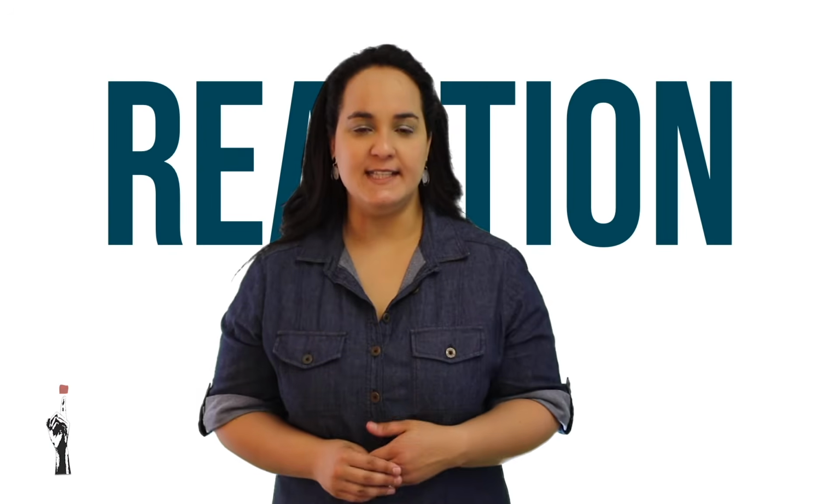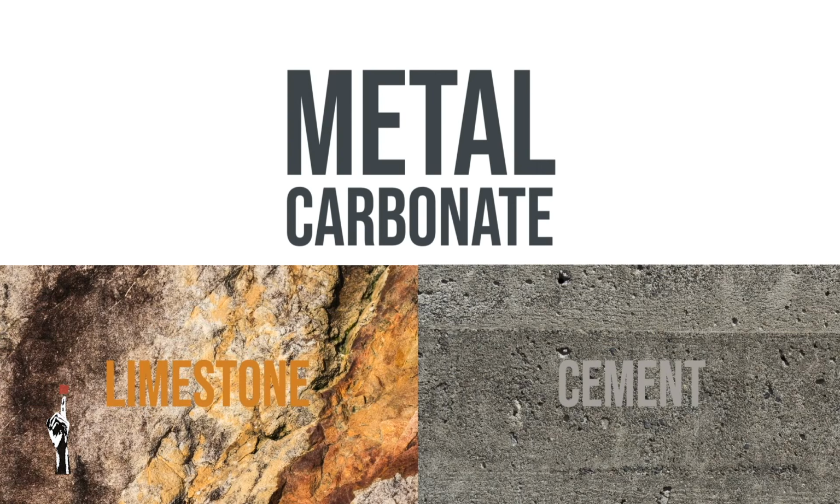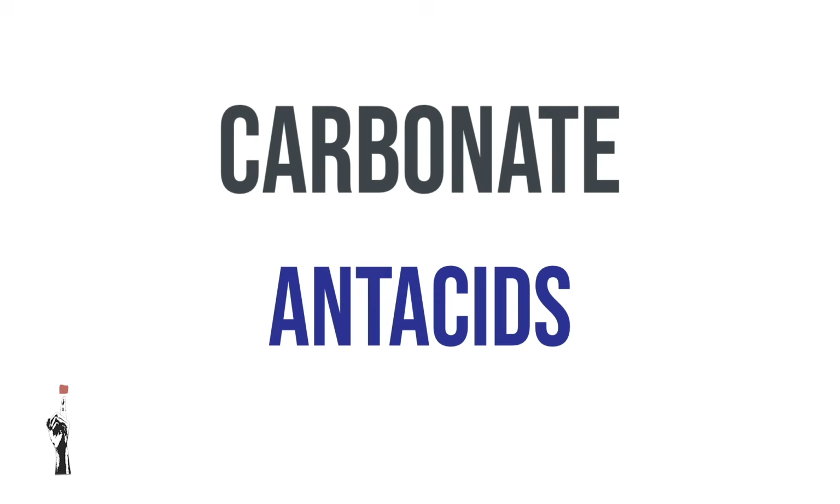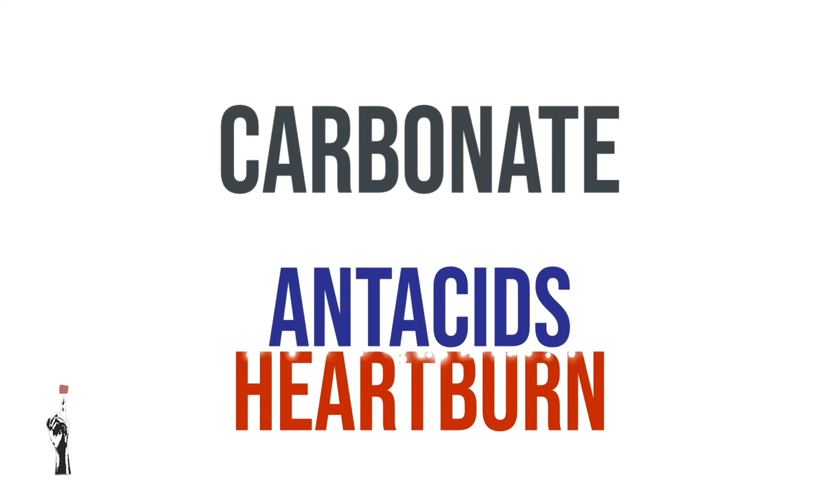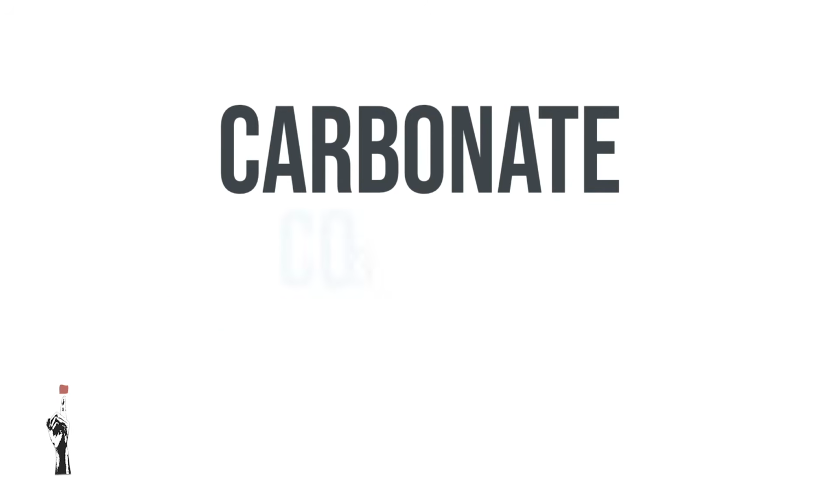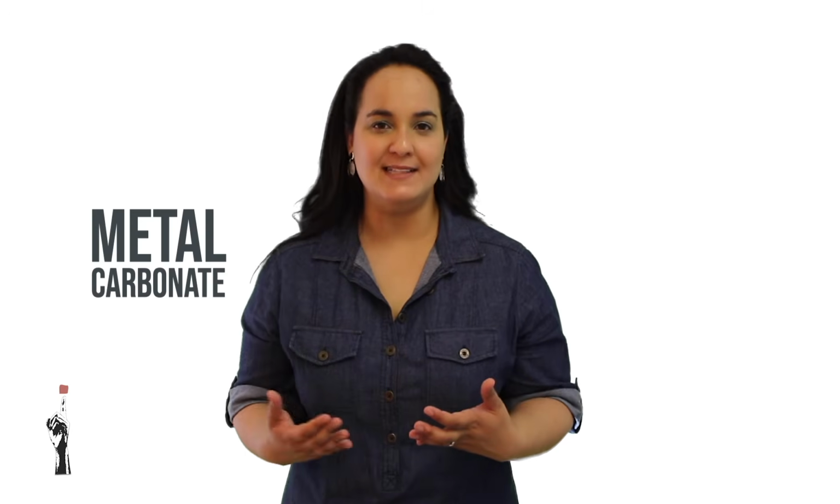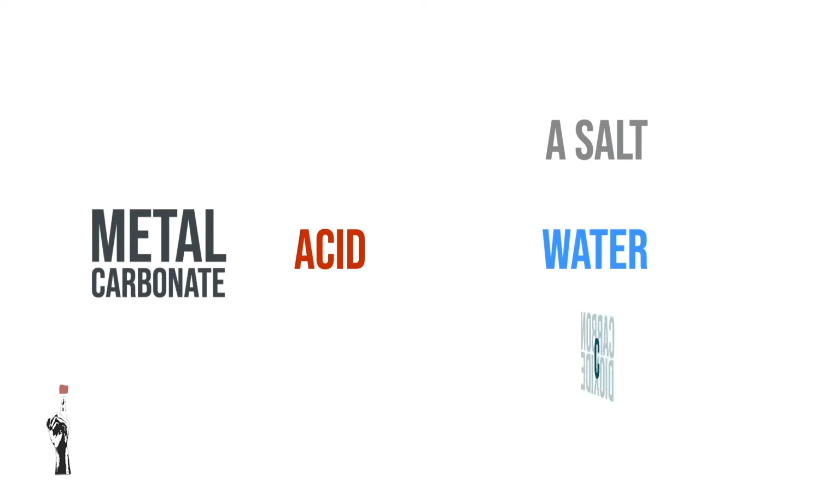Our next reaction is between an acid and a metal carbonate. Limestone and cement are made up of carbonate molecules. In our everyday life, we use carbonates as an antacid to fight against the symptoms of heartburn. The chemical formula for a carbonate is CO3. All carbonates are bases and therefore have a pH value above 7. When a metal carbonate reacts with an acid, three products form: a salt, water, and carbon dioxide.